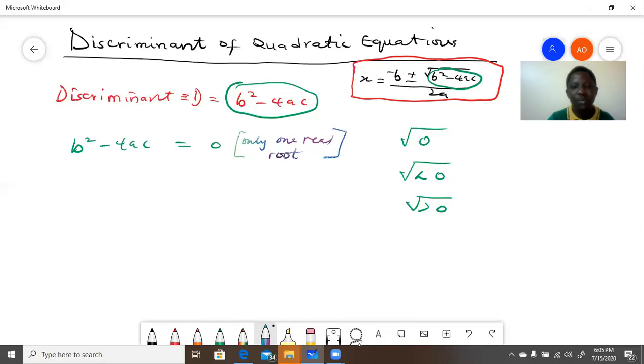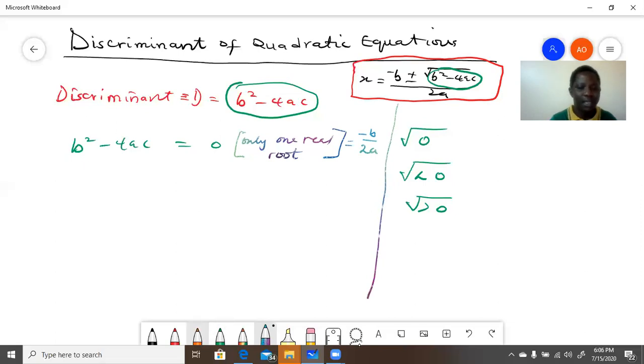Your quadratic equation will have only one real root. And what is that real root? It will just be minus b over 2a. That is what your real root will be. It will be only one real root, and the real root will be minus b over 2a.